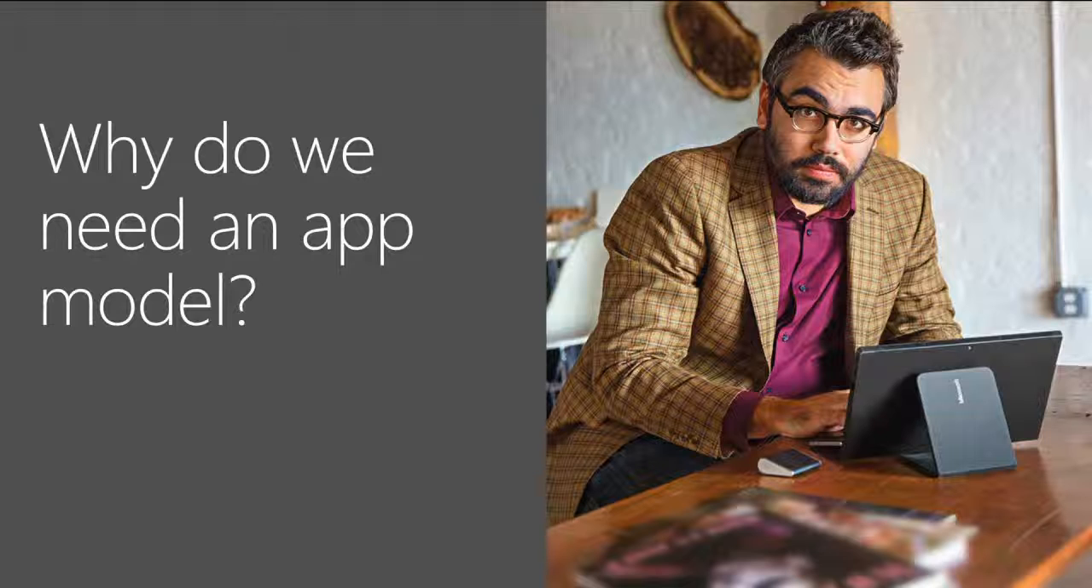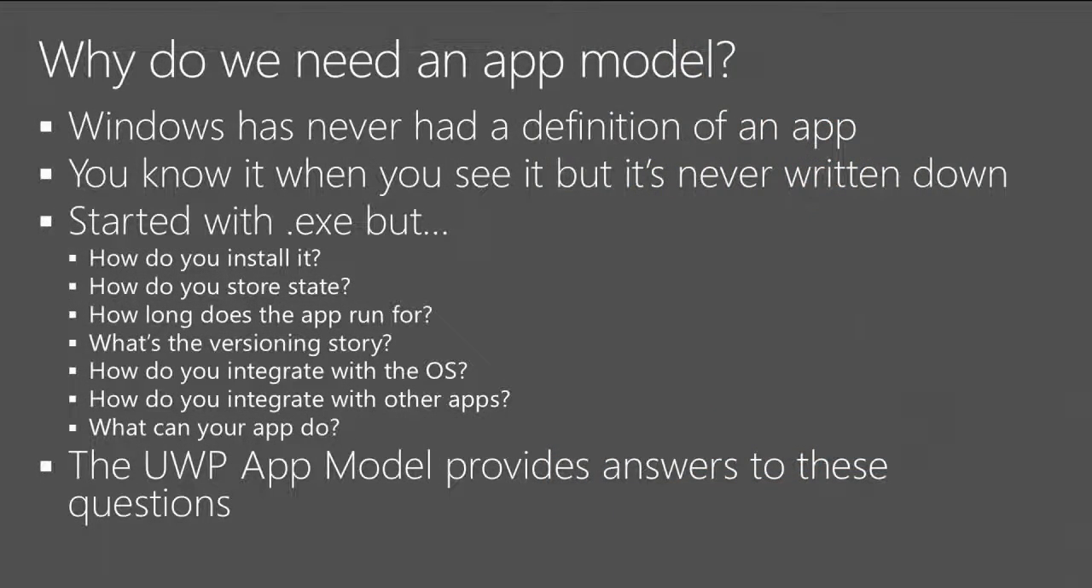So why do we need an application model? Why is this important? So far, we didn't really have one. You could install an application, you got an exe, you got a bunch of DLLs, some stuff in the registry, some files in Program Files in the past, but now ProgramData, it's all over the place. It was not really a definition. So what is an app currently anyway? When you see one, you kind of know it, but not exactly.